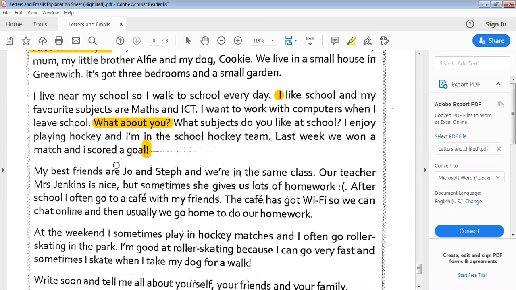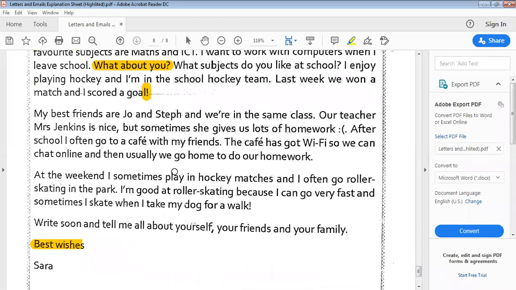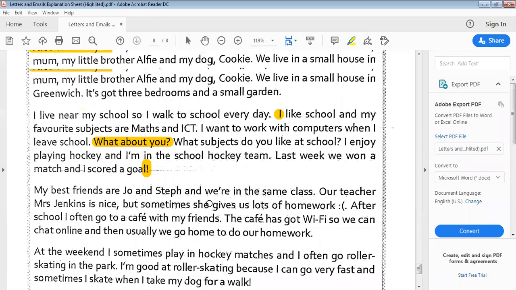Okay, so she goes on to talk about herself, her life. She's introducing herself. And here at the end: "Write soon and tell me all about yourself, your family, and your friends. Best wishes, Sarah." So here I have "best wishes." This is an informal closure, and I have only the first name. All the more evidence that this is an informal email.